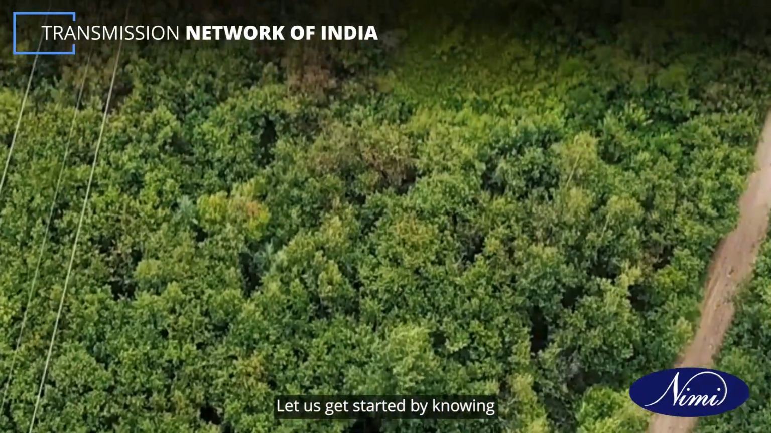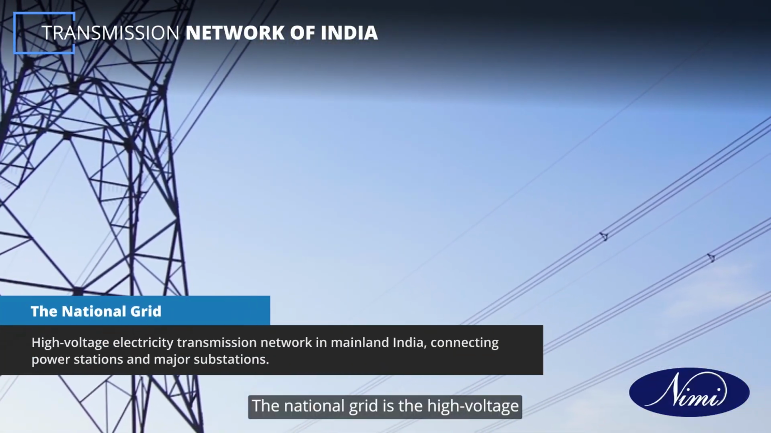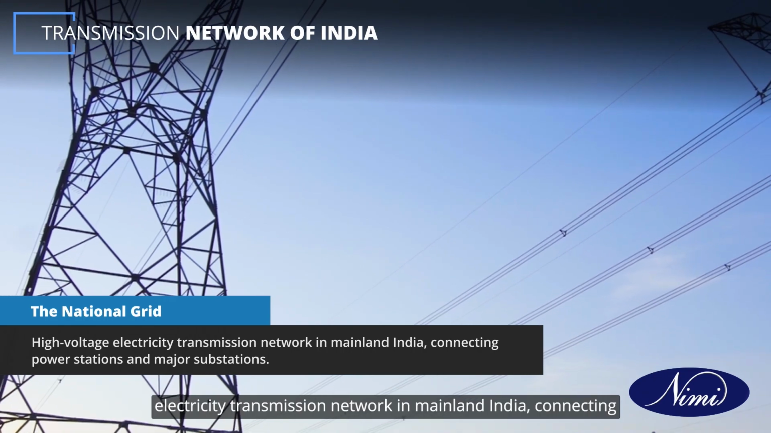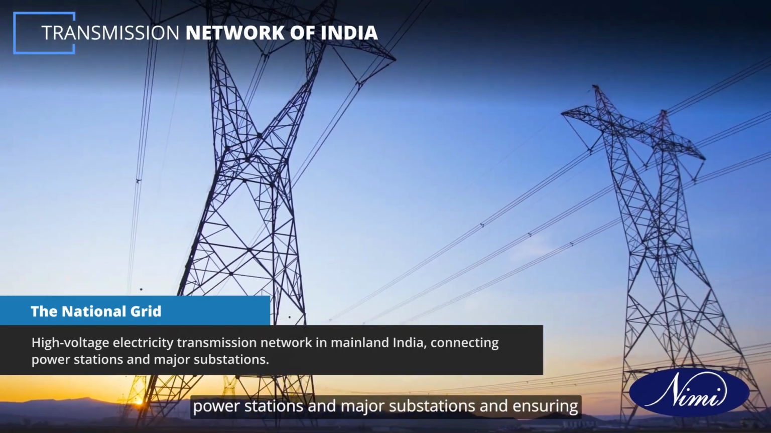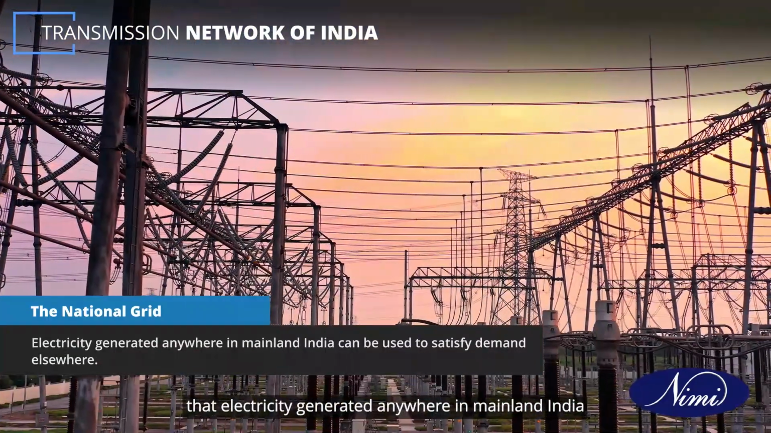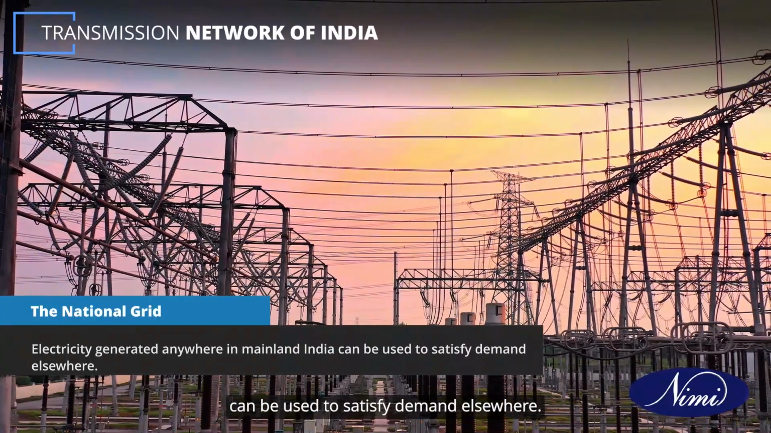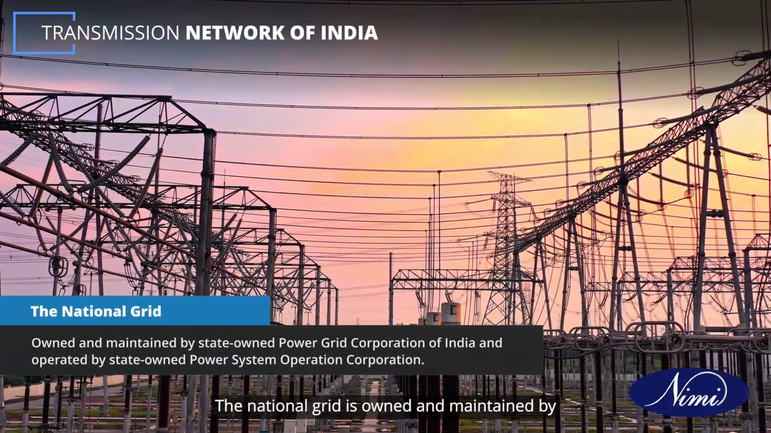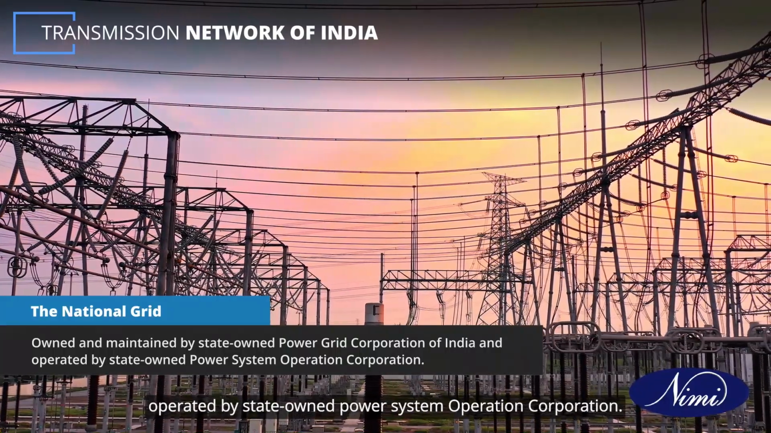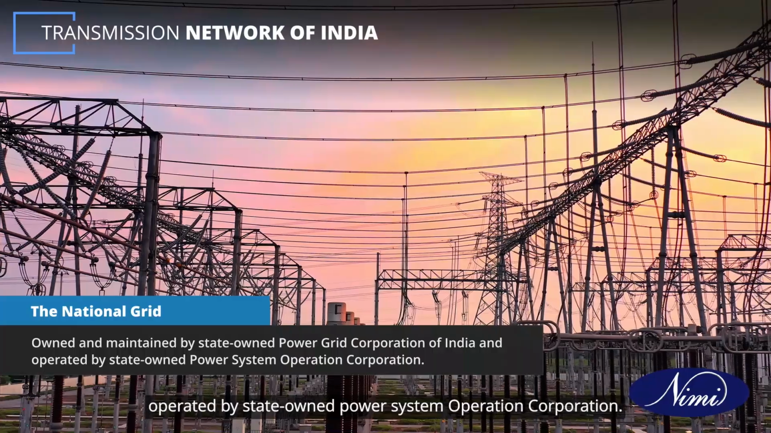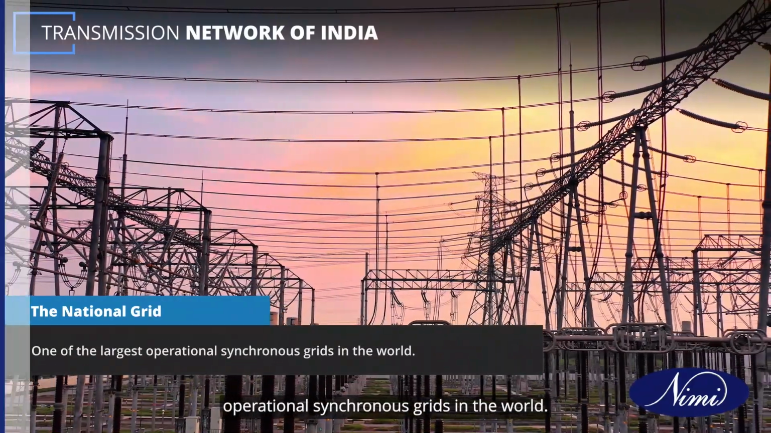Let us get started by knowing the transmission network of India. The national grid is the high voltage electricity transmission network in mainland India, connecting power stations and major substations and ensuring that electricity generated anywhere in mainland India can be used to satisfy demand elsewhere. The national grid is owned and maintained by State-owned Power Grid Corporation of India and operated by State-owned Power System Operation Corporation. It is one of the largest operational synchronous grids in the world.